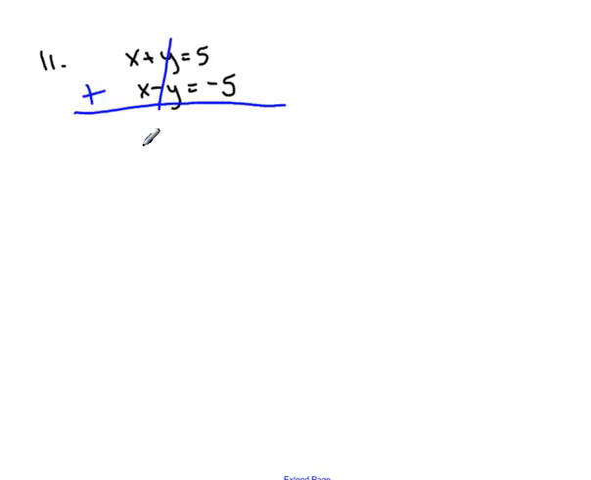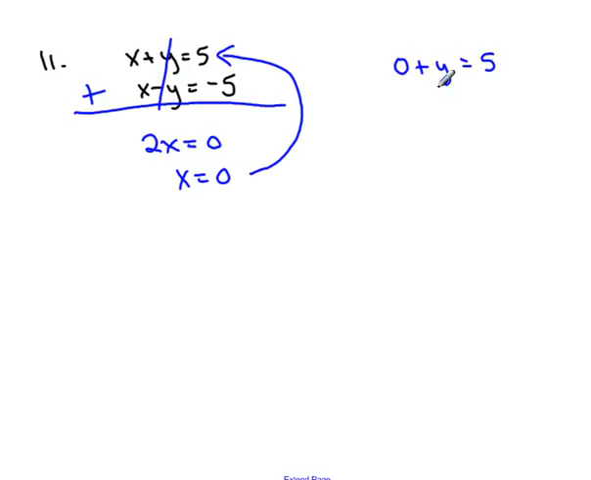So they will eliminate, getting 2x equals 0. Divide by 2, and x is 0. And then substitute. I'll choose the top equation. 0 plus y equals 5. Well, 0 plus y is just y, so y is 5. Write your answer in coordinate point form.